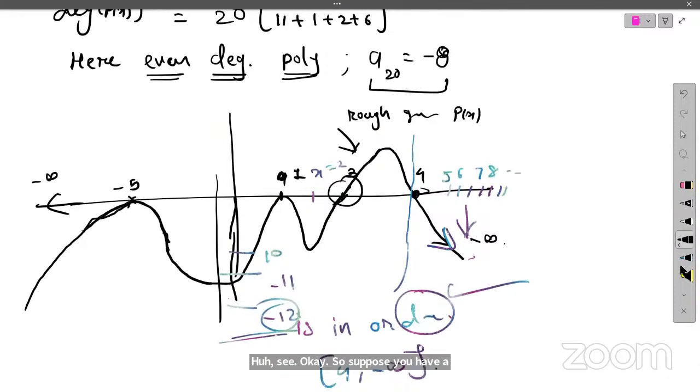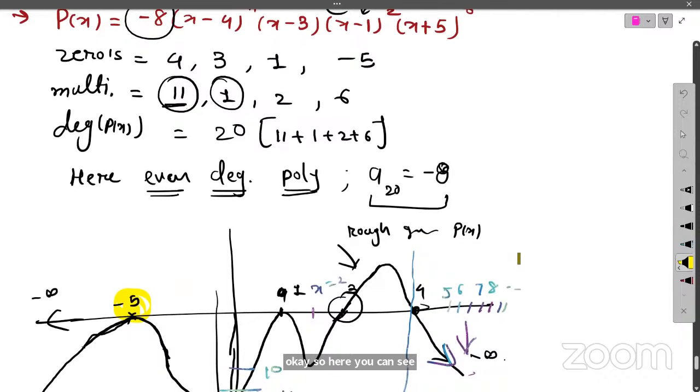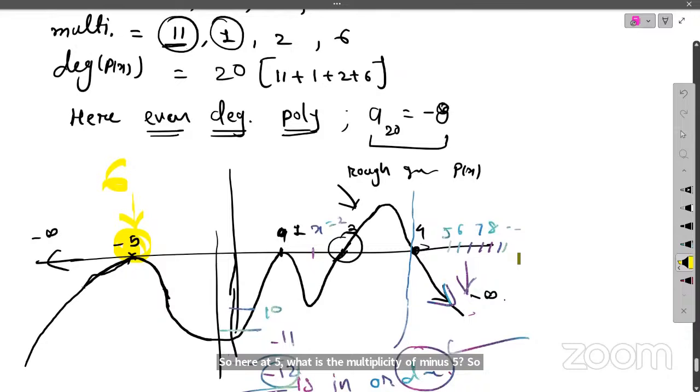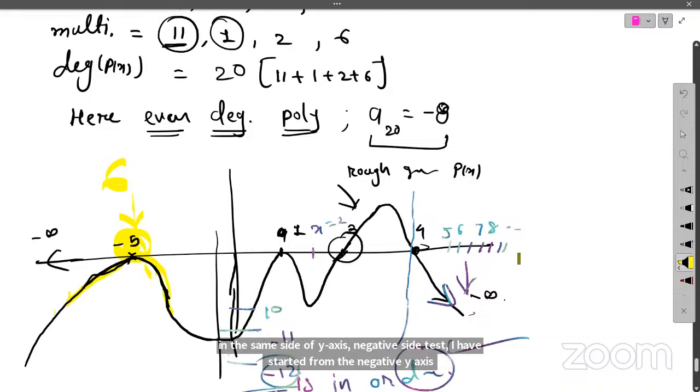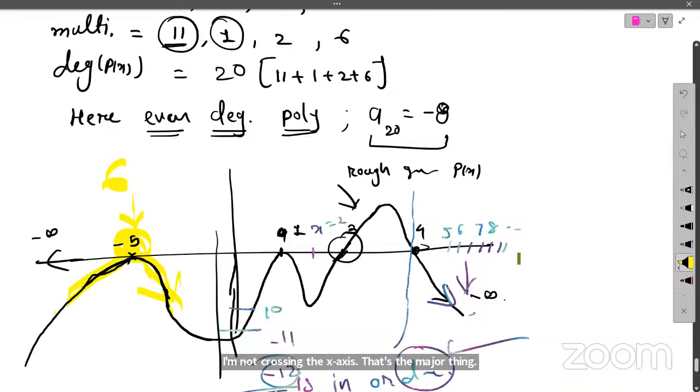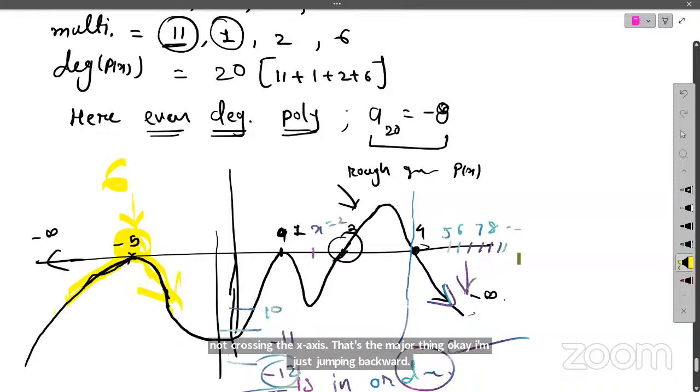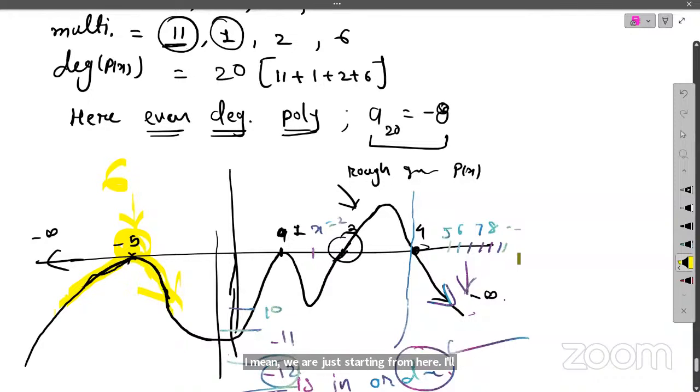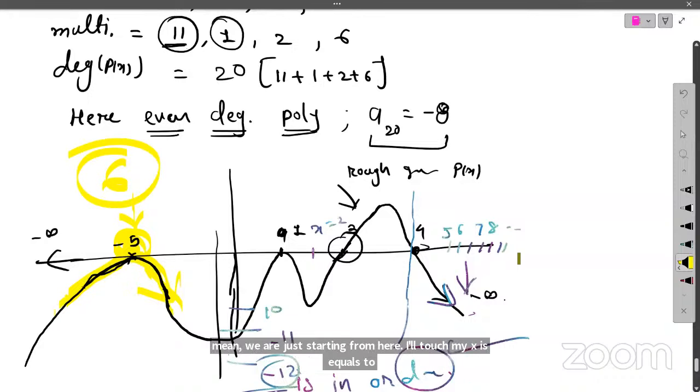Okay, so here you can see, at minus 5, what is the multiplicity of minus 5? So minus 5 multiplicity is 6, right? So since it's an even multiplicity, where I started, I'll end up in the same quadrant or the same side of the y-axis. I have started from the negative y-axis. I'm not crossing the x-axis. That's the major thing. I'm just jumping backward, right? We are just starting from here. I'll touch x equals minus 5 and then go back because of the even multiplicity 6, correct?